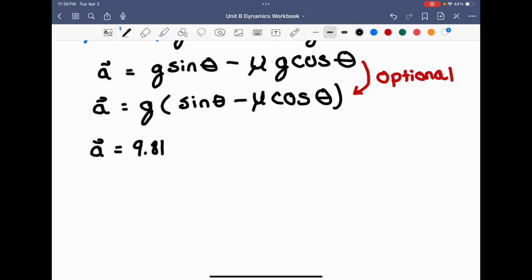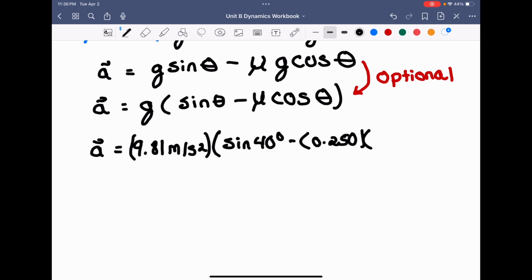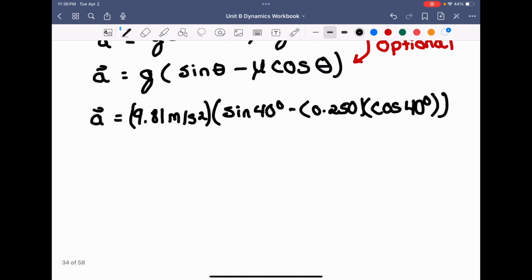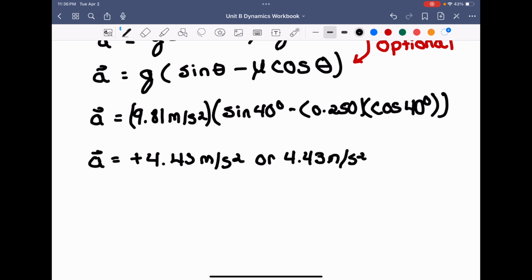Now, we're going to put this together and say our acceleration is equal to g, which is 9.81 meters per second squared, in brackets on the outside, multiplied by sine 40 degrees, minus the mu, which is 0.25, multiplied by the cos of 40. Close that bracket to wrap that all up. Therefore, the acceleration of this problem is equal to, and you should get a magnitude of positive 4.43 meters per second squared.